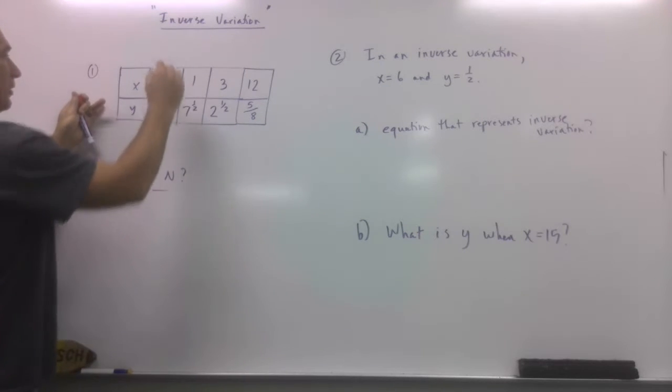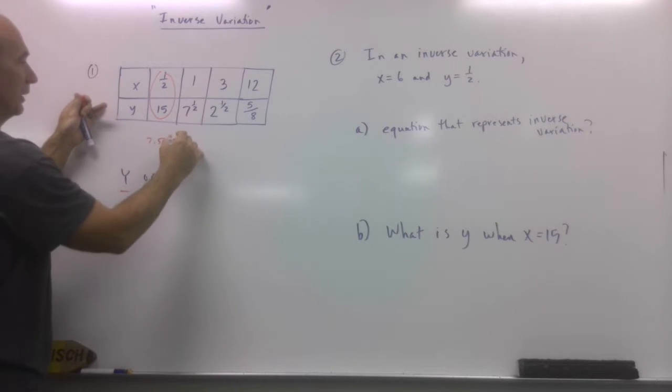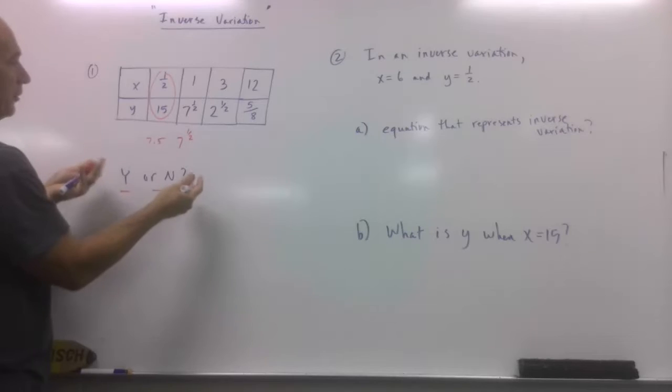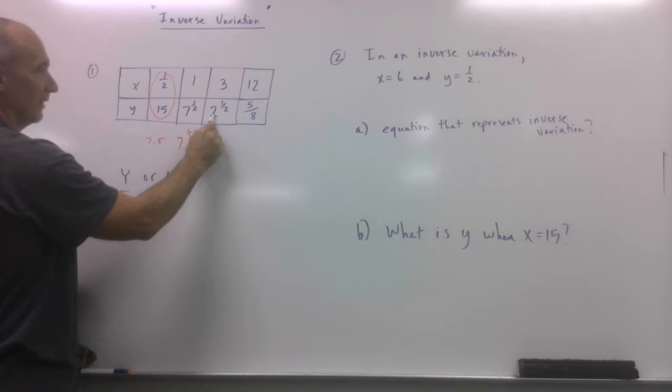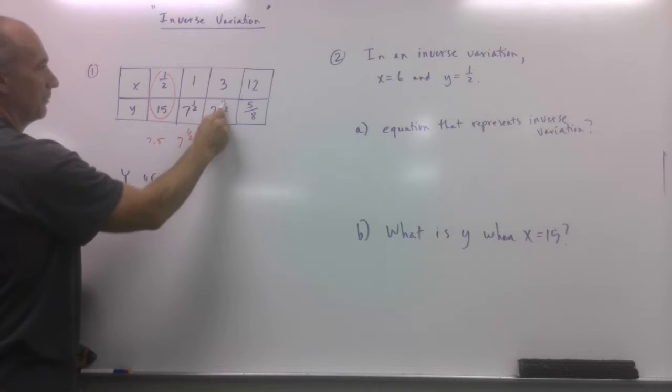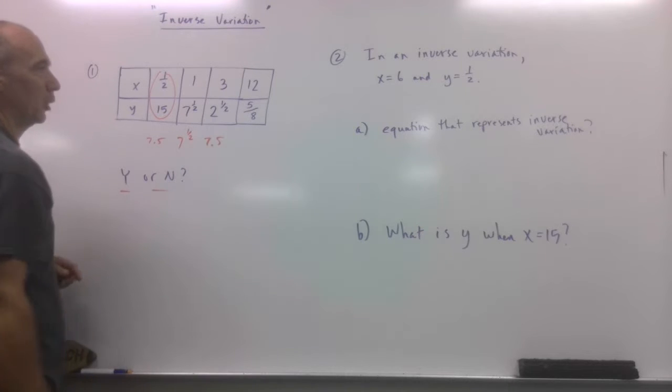If we multiply those together, we get 7.5. If we multiply these together, we get 7.5. So far, they're the same. 3 times 2 is 6. 3 times a half is 1.5. 6 plus 1.5 is 7.5, so we're golden.